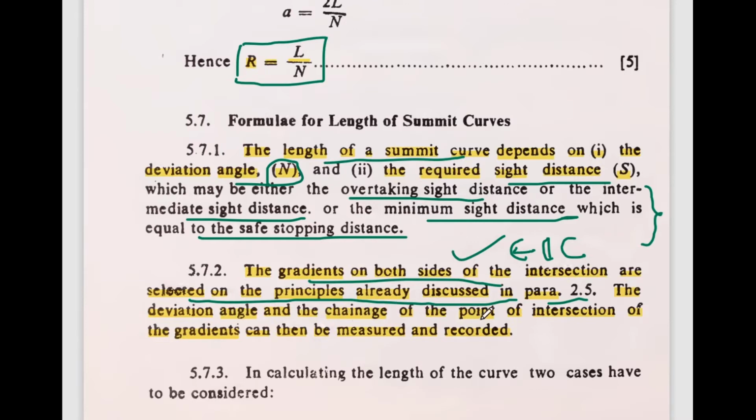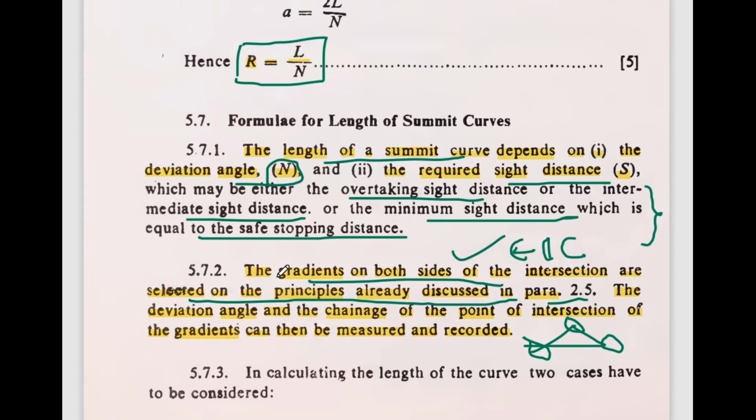The deviation angle and the changes of point of intersection, the gradient can be measured and recorded. So with the help of the gradient, once the gradients are fixed, we can decide the changes of this point, changes of this point and changes of this point. So I hope till now all the things are clear to you.